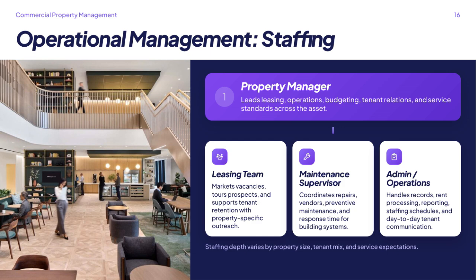This role is vital for keeping the property in good working order and minimizing downtime or inconvenience for tenants. The admin or operations team handles the back-end processes like record keeping, rent processing, reporting, and organizing staffing schedules. They also manage daily tenant communications, which helps keep everything running smoothly. It's important to note that staffing depth can vary significantly depending on factors like property size, tenant mix, and the level of service expected. This means that the structure needs to be flexible enough to adapt to the specific needs of each property. Together, these roles form the backbone of strong operational management in commercial properties.